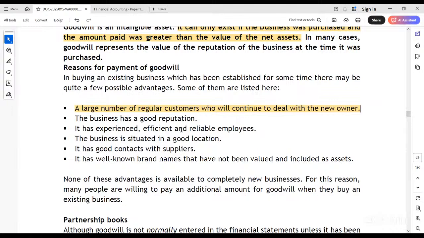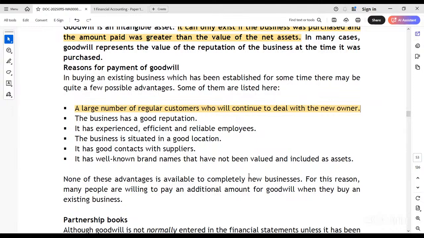Okay. Now you'll find that these advantages are not available to businesses that are new. If the business is new, then we don't expect to see these advantages. These advantages come in once the business has been in existence. So for this reason, many people are willing to pay an additional amount for goodwill when they buy an existing business. Because of these different reasons, if someone is buying an existing business, then they have to pay some additional amount for goodwill.